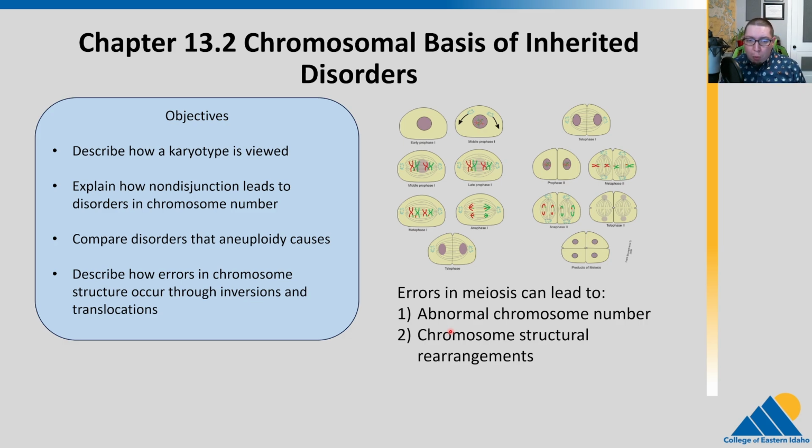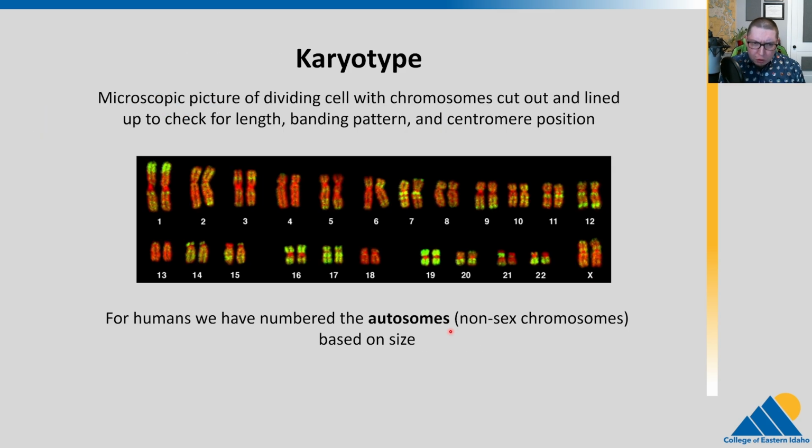You could also have problems with the structure of chromosomes, bits that get swapped when they shouldn't, and that is equally as bad. To examine this, we need to have some way of visualizing the chromosomes. That's where a karyotype comes in. A karyotype is a microscopic picture of dividing cells, and the chromosomes are basically just cut out and lined up to check their length, the banding pattern on them, the centromere position, and if they have a proper number, right?